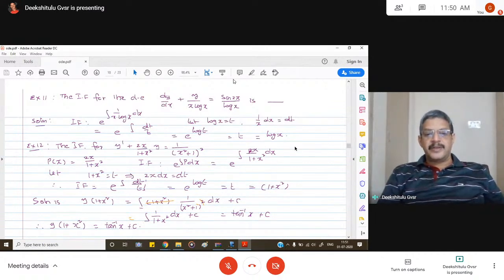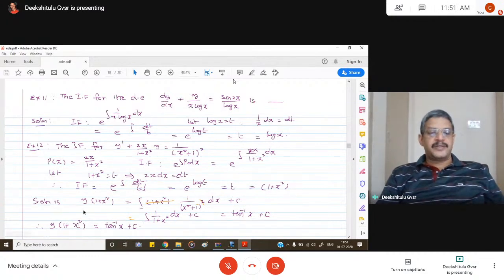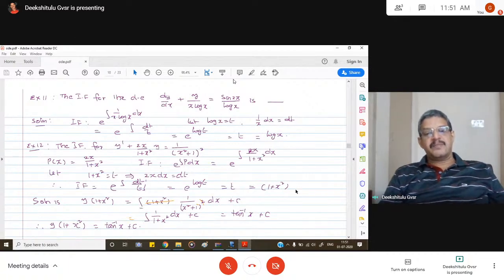So e power integral dt by dt is log t. So this integrating factor is e power log t, or simply t. What is t? 1 plus x square. So the solution is y into integrating factor, that is 1 plus x square, is equal to integral of q. What is q? 1 by (x square plus 1) whole square into integrating factor, that is 1 plus x square, dx plus c.